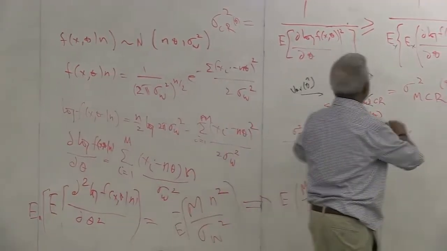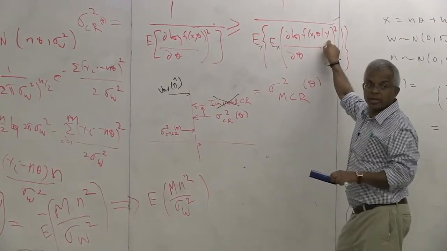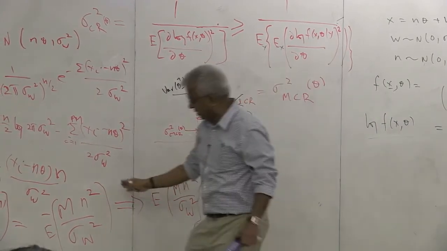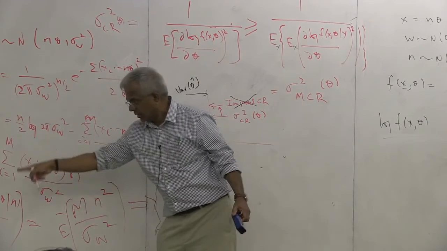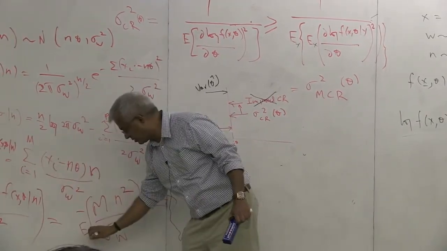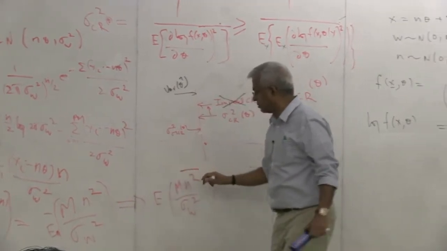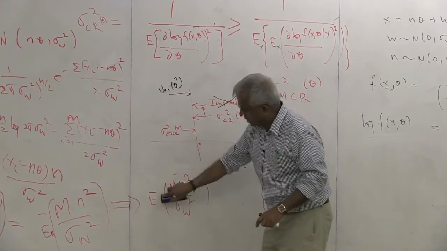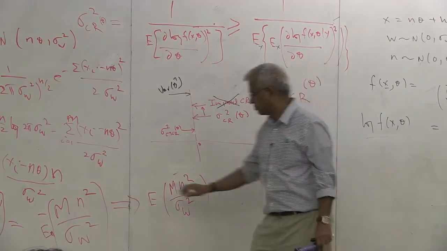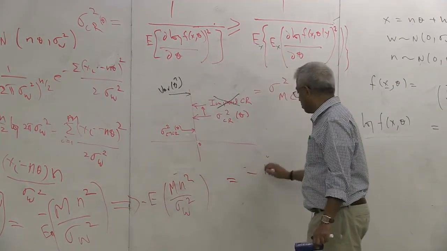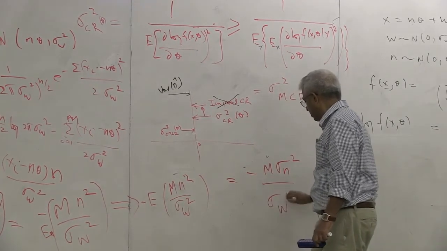Look here, one expectation is with respect to x, the other expectation is with respect to y. If you take the expectation with respect to x, there is nothing. So you just need to do the second expectation, which is the expectation with respect to n. What is the expected value of n squared? Sigma n squared. There is a minus sign, so minus m sigma n squared over sigma w squared.